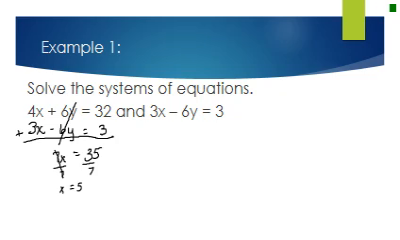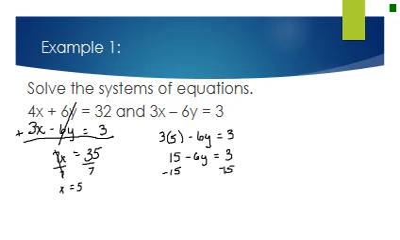Then just like we did before in substitution, we have to figure out what the y is. So you're going to take either equation and plug in. I'm going to just use the second equation here. So I've got 3, instead of writing x, I'm going to write 5, minus 6y equals 3. That gives me 15 minus 6y equals 3. Subtract the 15 on both sides. Those are going to cancel out. That gives me negative 6y equals 3 minus 15, which is negative 12. Divide by negative 6.